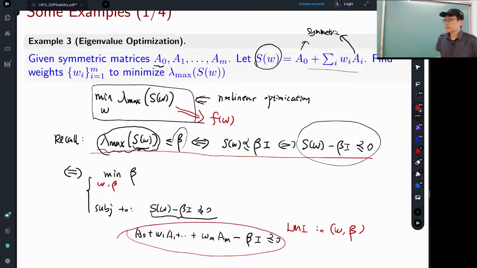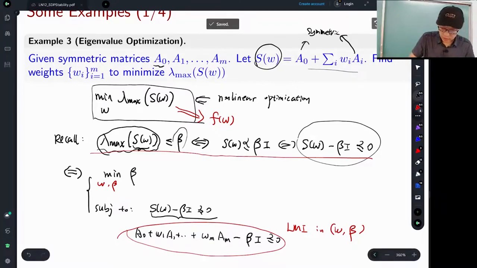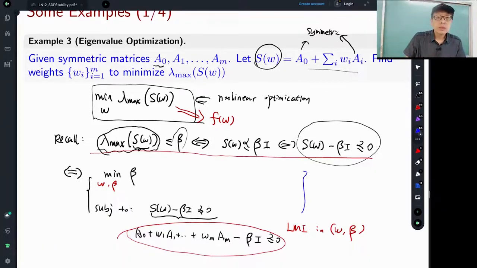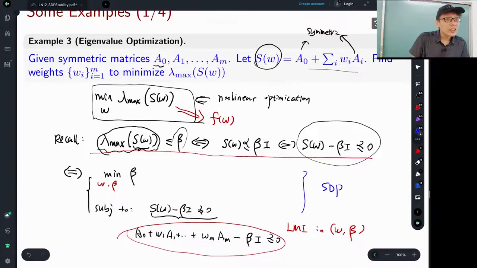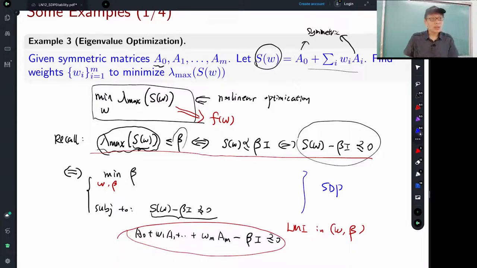Any questions? A0 and all the other A's are given. So overall, this problem, what is it called? This is an SDP: minimize a linear function of the variables subject to a linear matrix inequality. This is an SDP, and you can type in a few lines of code to solve it.